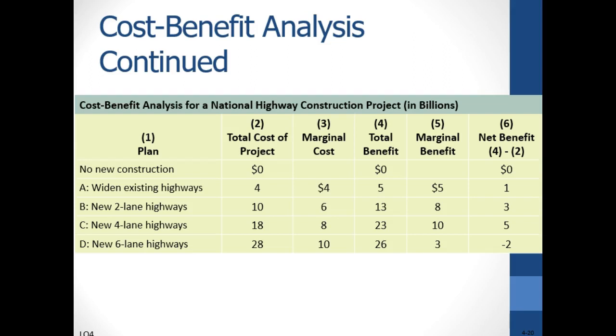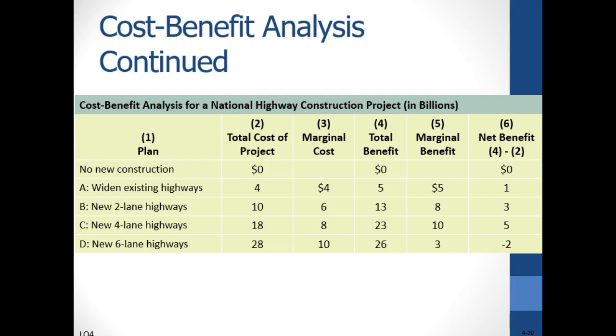The guideline is well known to you from previous discussions, i.e. increase an activity or a project or output as long as the marginal benefit, column 5, exceeds the marginal cost, column 3. Or you stop the activity at or as close as possible to the point at which the marginal benefit equals the marginal cost. Or you do not undertake a project for which marginal cost exceeds marginal benefit.